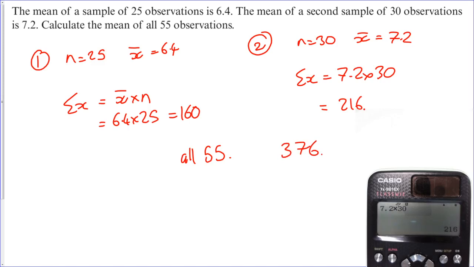All we're going to do now is divide this by 55 in order to get our mean. So our overall x bar is 376 divided by 55, which gives us a mean of 6.84.